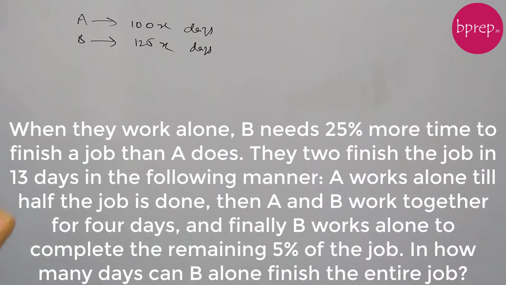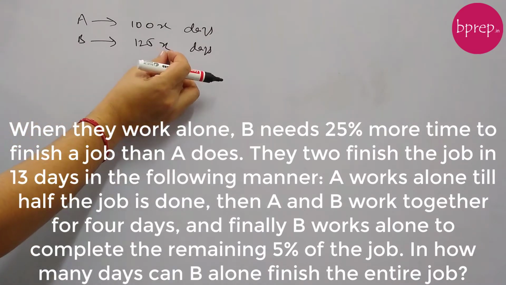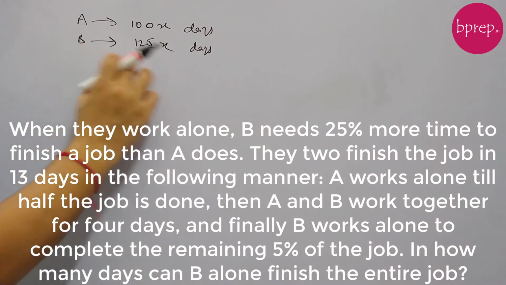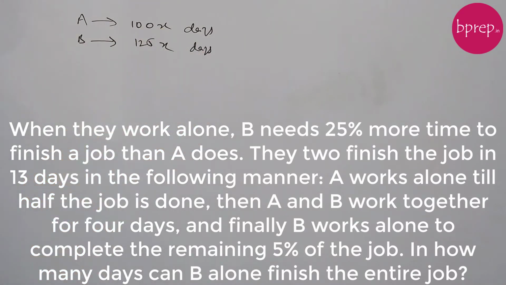Now they two finish the job in 13 days in the following manner. A works alone till half the job is done, and then A and B together work for 4 days, and finally B works alone to complete the remaining 5% of the job. So in how many days can B alone finish the entire job? If we get the value of x, we would be able to tell in how many days B will finish the job.